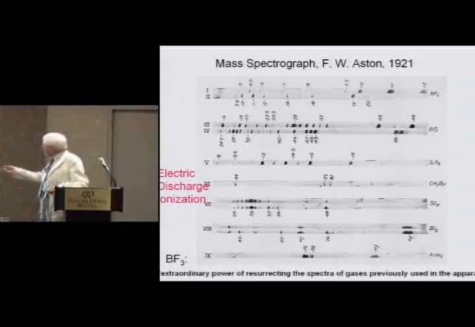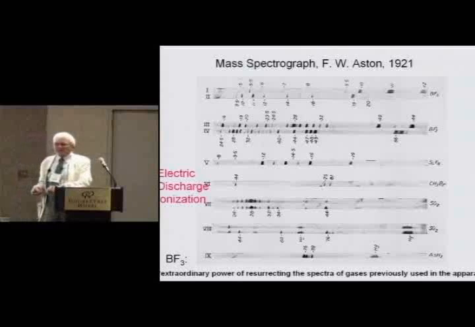Now, I forgot, this is one of the things he says for you mass spectrometrists present that has always been true for us. The mass spectrometer has an extraordinary power of resurrecting the spectra of gases previously used in the apparatus, which is, of course, called background, and it's a wonderful instrument for seeing things that you didn't put in there but somebody else did.